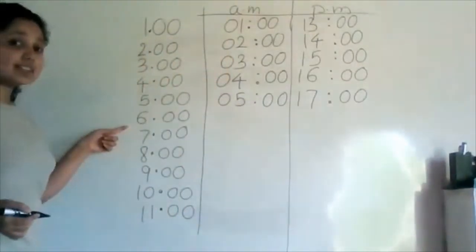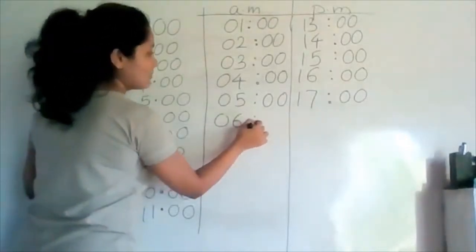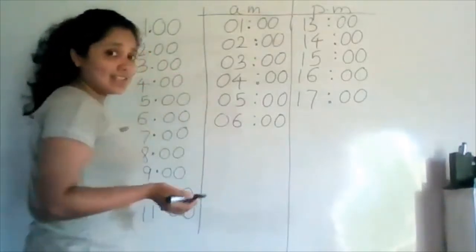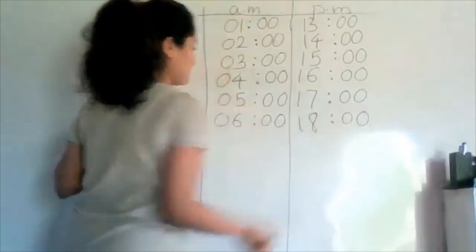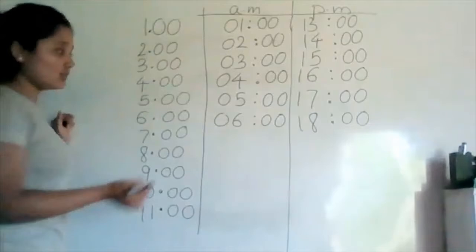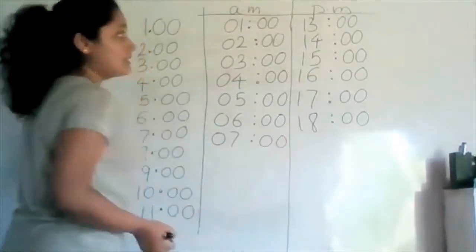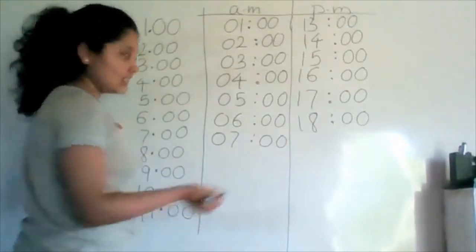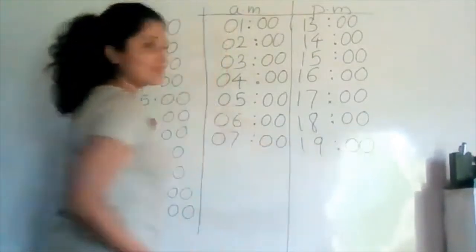The next one, 6 a.m. If it is 6 a.m., that is 06, double dots, double zeros. If it is 6 p.m., that is 12 plus 6, 18. So 18, double dots, double zeros. The next one, if it is 7 a.m., that is 07, double dots, double zeros. And if it is 7 p.m., so 12 plus 7, that is 19. So 19 hours, double dots, double zeros.